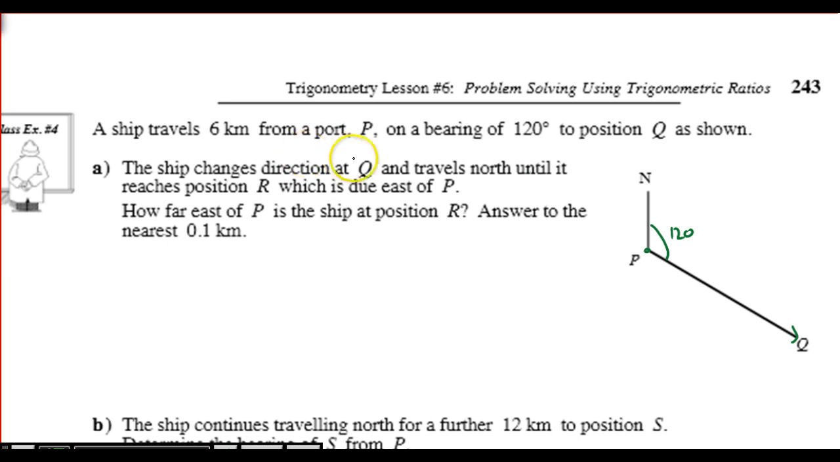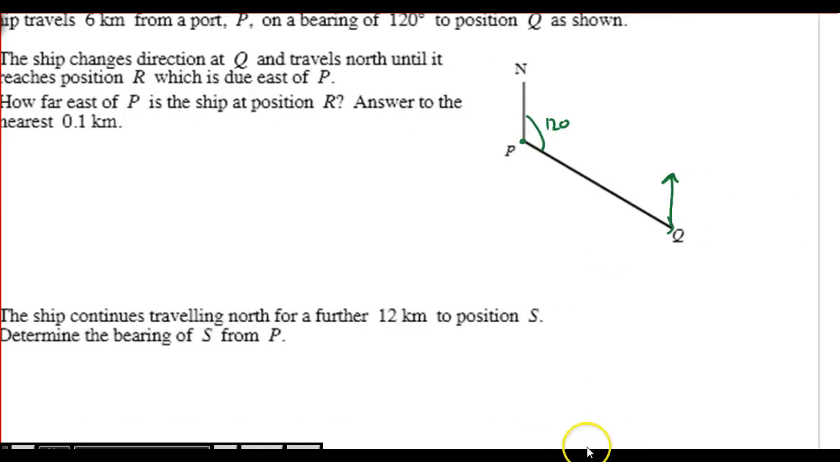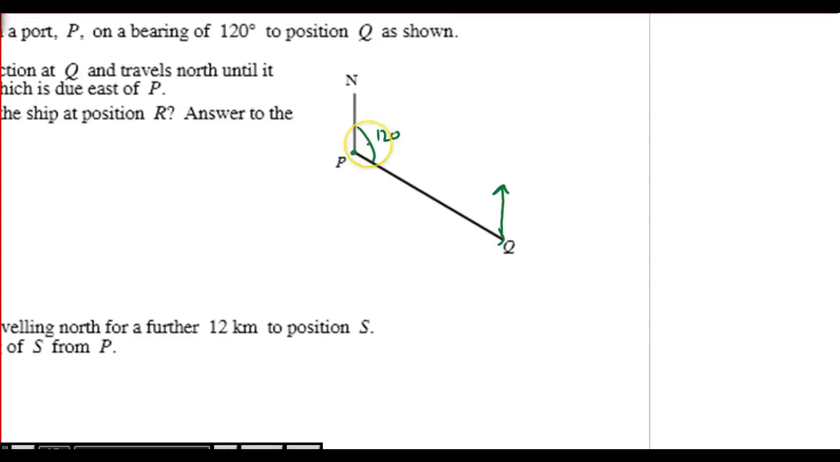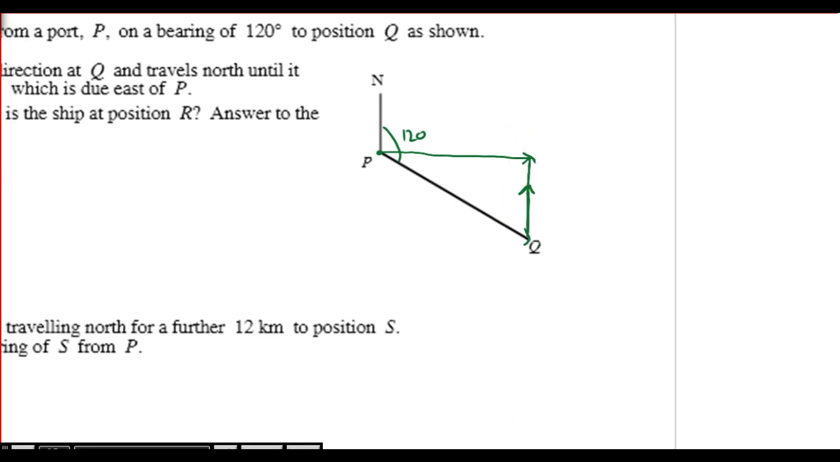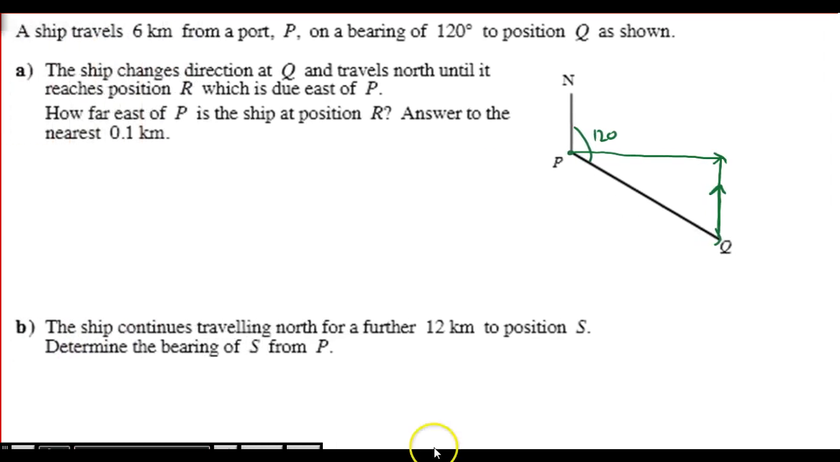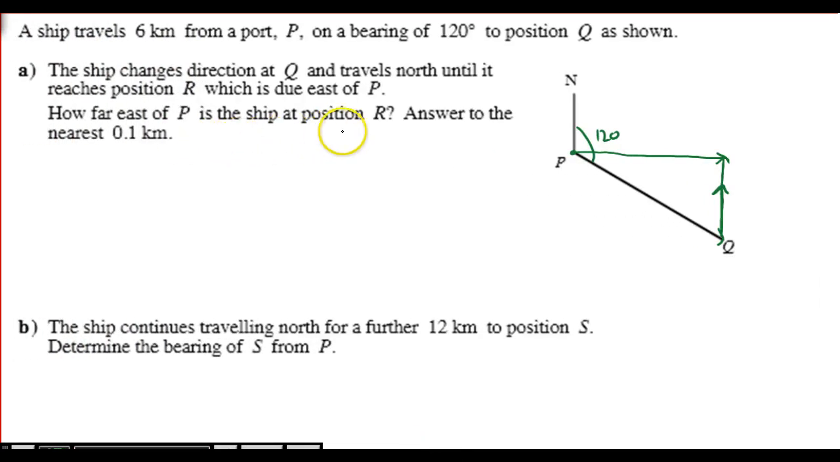The ship changes direction at Q and travels north. So from here it goes north. It goes north until it reaches a position which is east of P. Well, east of P is, let me move this over a little bit, over here. So this ship goes north until it is perpendicular to P over here, or parallel rather. All right.